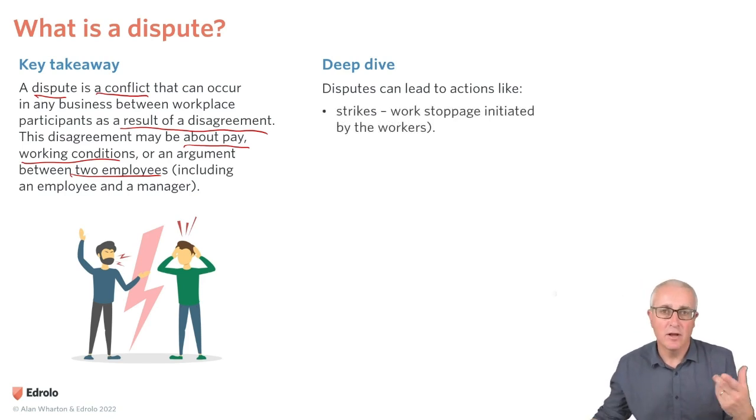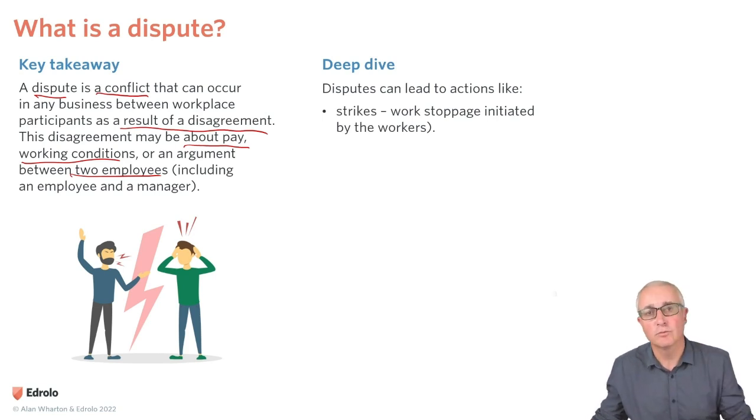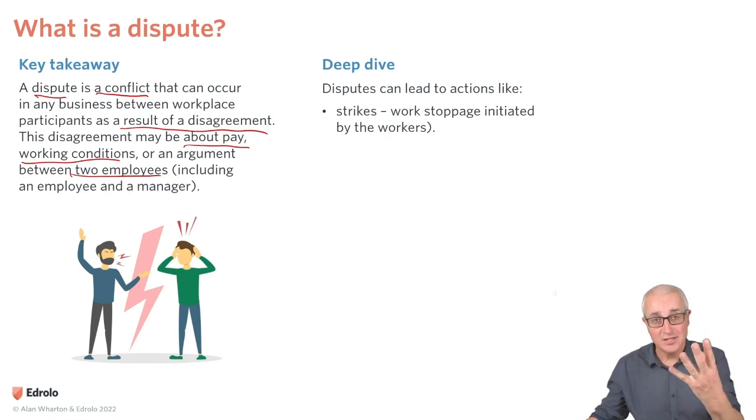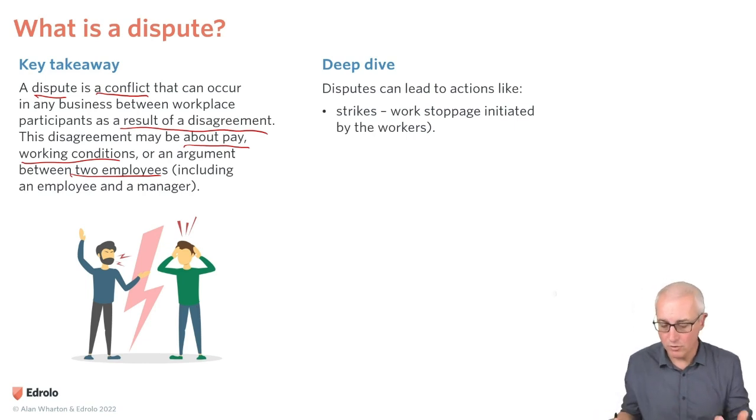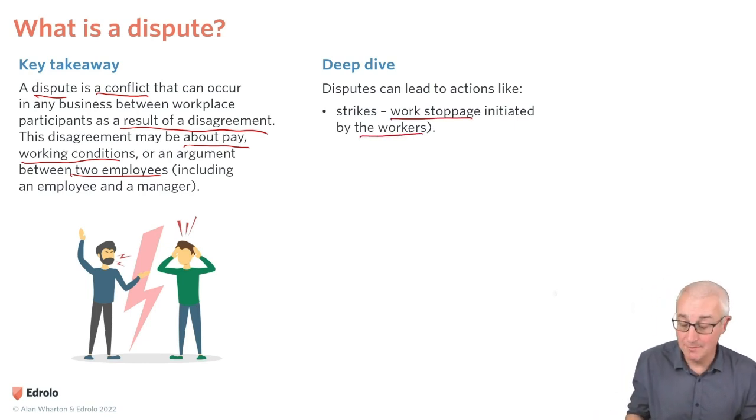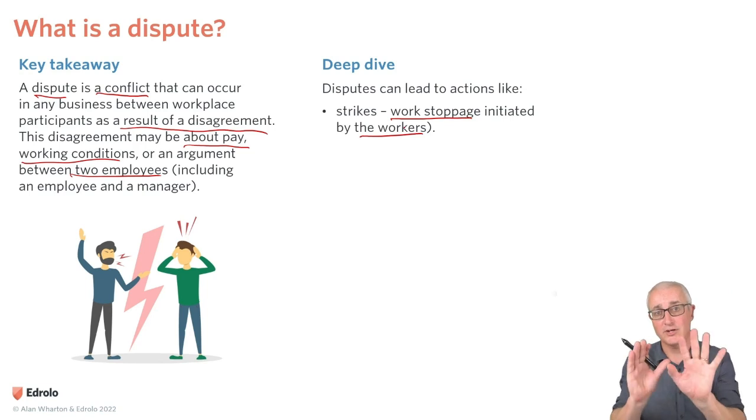Probably the most famous one you've heard of is a strike. Effectively it's a stoppage. I refuse to work today. You want me to work at the weekend. I'm not willing to work for you unless you pay me extra. So in that scenario, I've gone on strike. I'm refusing to work, and that work stoppage has been initiated by me. I'm trying to put pressure on you.